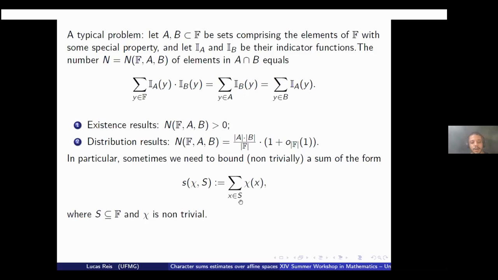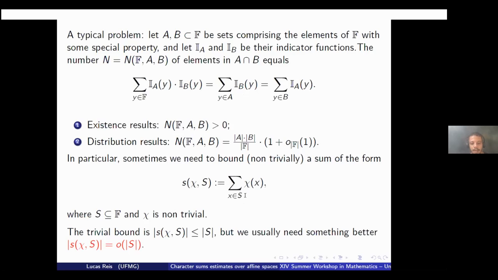And so in general, we usually need to find a non-trivial bound for sums like this, right? So I have a set S that is of my interest, and I have a character chi here, and I need to bound this sum, right? But by non-trivial, I mean the following. We just observed that the values of characters are roots of unity, right? So they are complex numbers of modulus 1. So this is a trivial bound, right? We just use the triangle inequality. We have this bound, but we usually need something like this, right?